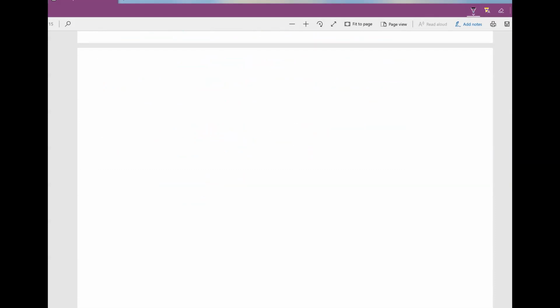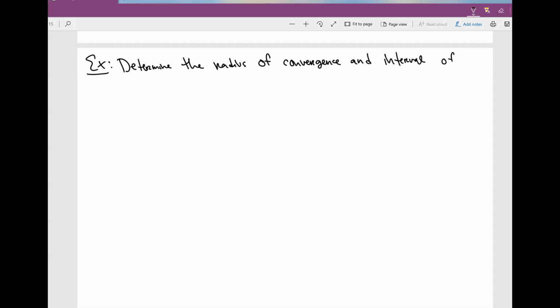Okay, now these problems can get a little lengthy, especially when you find the interval of convergence, but determine the radius of convergence and interval of convergence. Okay, and here we have summation from n goes from 1 to infinity of -1 to the power of n over 4 to the power of n, x plus 3 to the power of n. Okay, it should be -1.